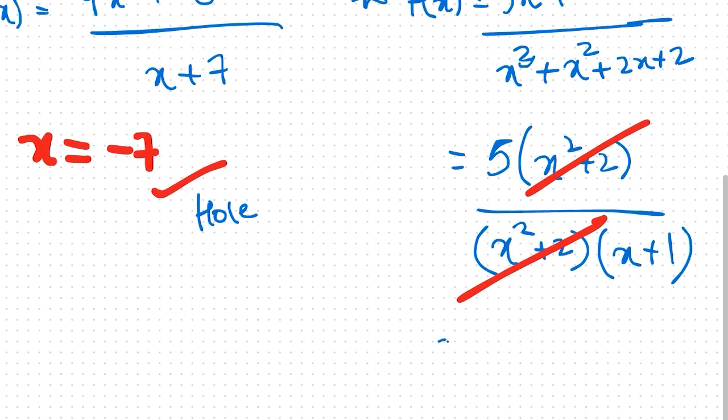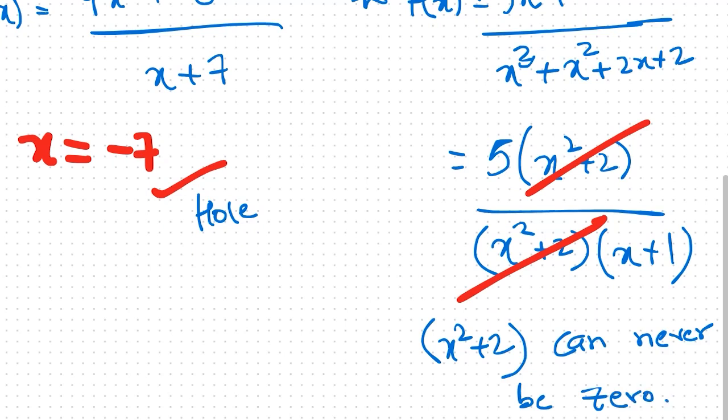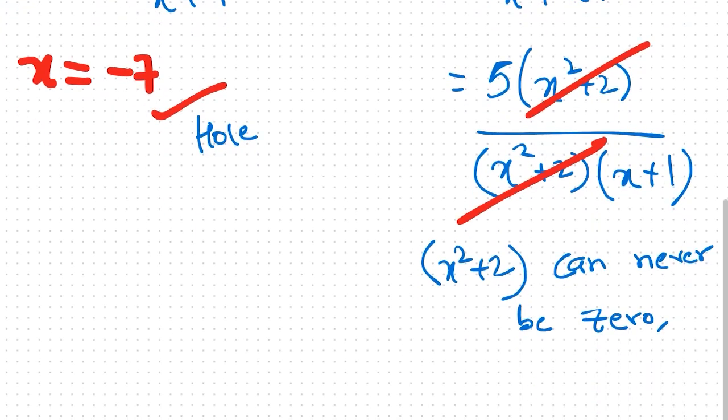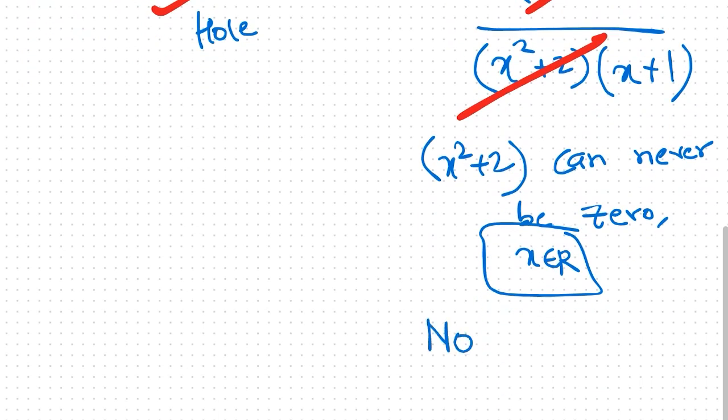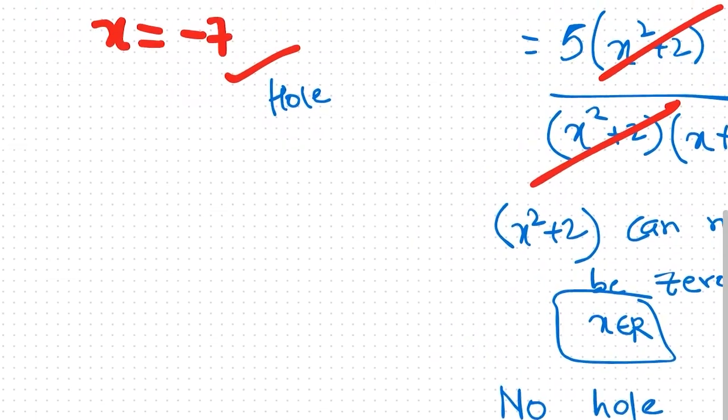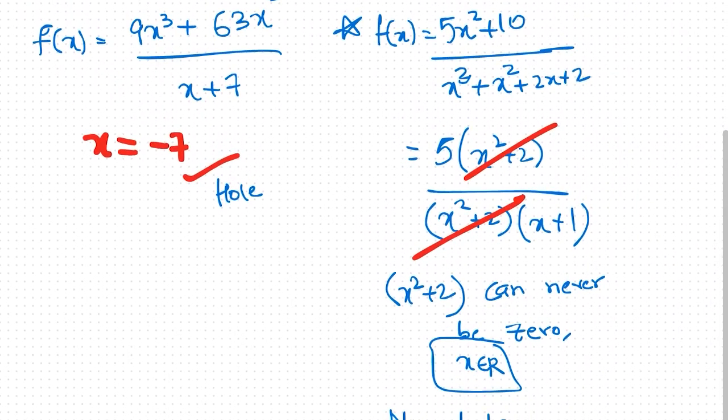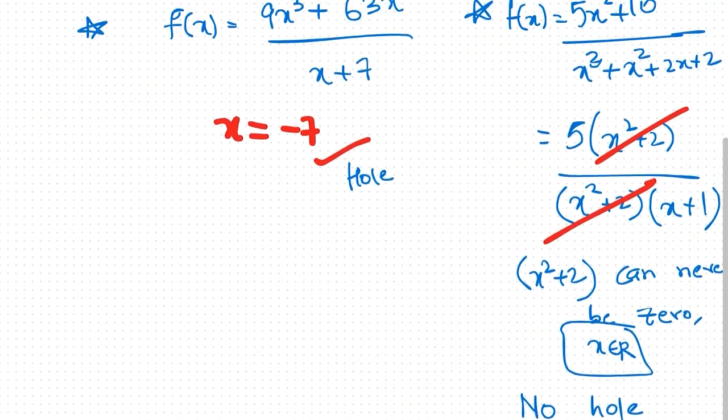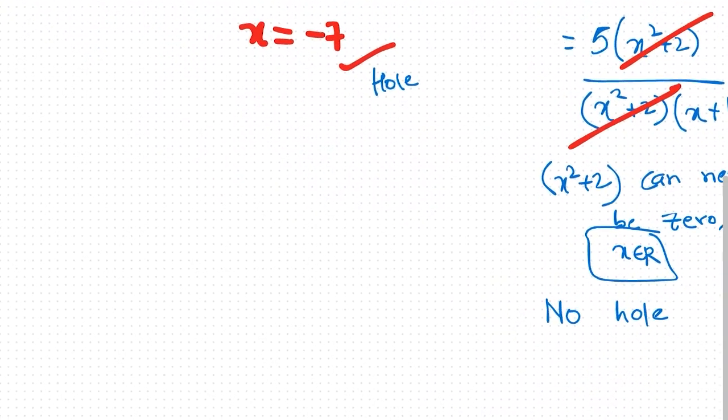See, this x squared plus 2 can never be 0. Do you agree or disagree? For x real. So what we have cancelled is never a zero number. So there is no hole. Okay, that is the thing. So this will be 5 upon x plus 1. So this is the main concept.